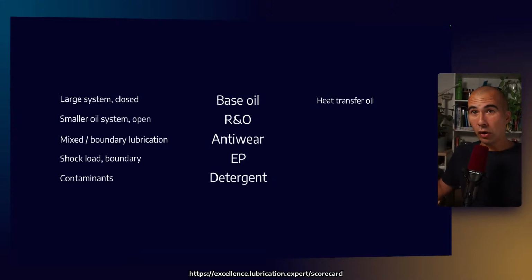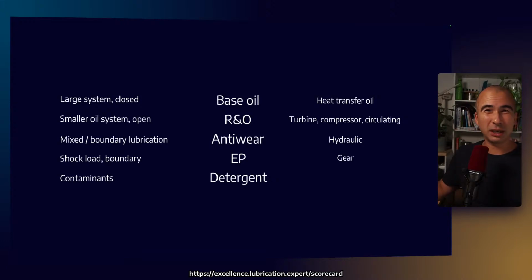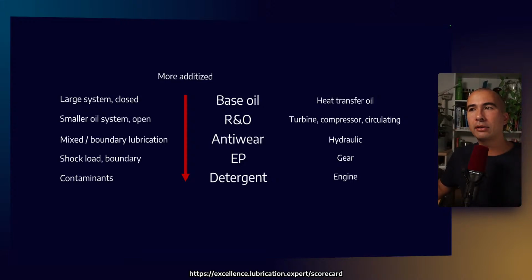Stuff that is a typical R&O oil would be turbine and compressor oils, some circulating oils as well, because most of the time we're just protecting against high temperatures. Anti-wear is very typical of a hydraulic oil, where it's the pump that is seeing a lot of wear. EP is very common in gears, and then detergent you would see in engines. And so as you go from the top to the bottom, we are getting more and more additized.